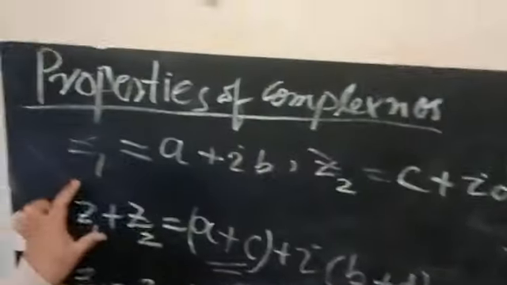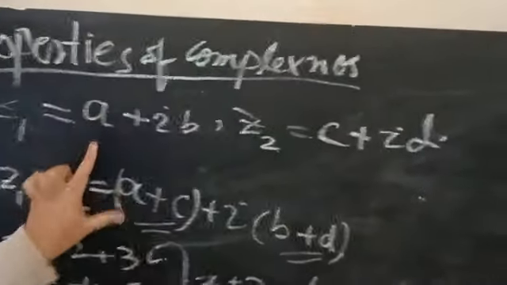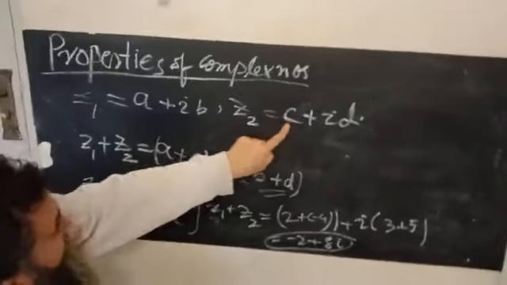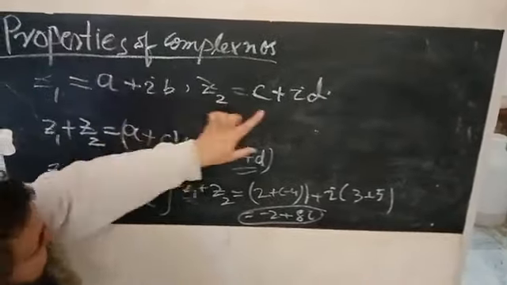So if you have to add two complex numbers, we will add the real part of the first complex number to the real part of the second complex number and the imaginary part to the imaginary part. Iota will be as it is.